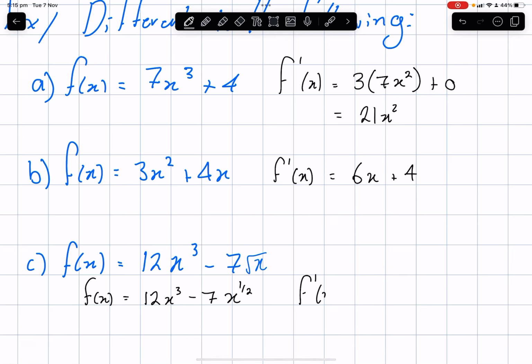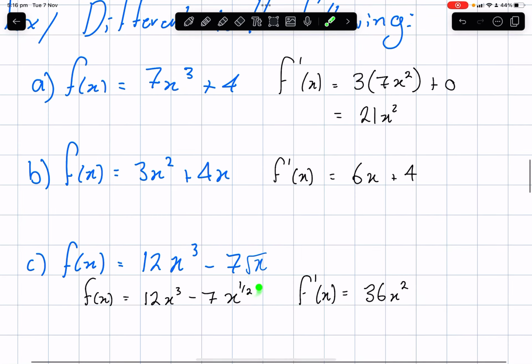So that means f dash of x, now that we're doing our derivative, 3 comes out the front, multiplies by the 12 to get 36, and then the power drops by 1 to 2. Then in the second term, 1/2 comes out the front and multiplies. So I've got negative 7 on 2, x, and then I have to still take 1 away from 1/2. So 1/2 minus 1 is minus 1/2.